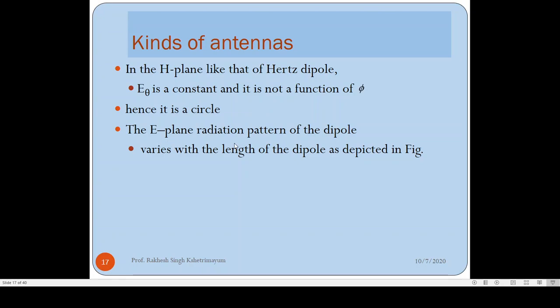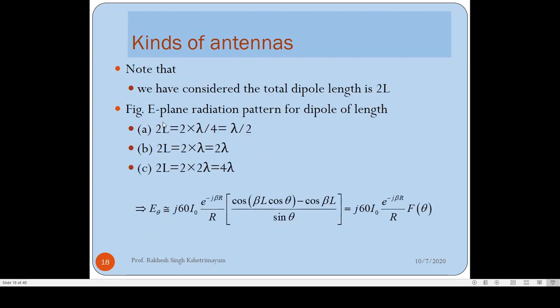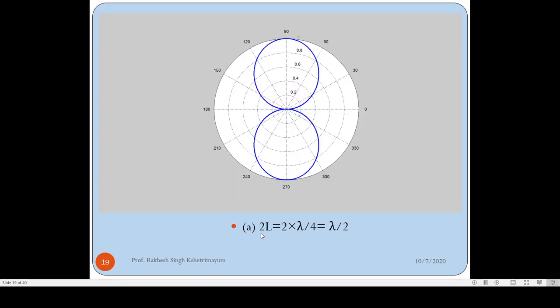How about the E plane radiation? What you can observe is that it is dependent on L, which is half the length of the dipole. So depending on capital L, you will have different radiation patterns. You can plot it. Let us consider when the total length of the dipole antenna, 2L, is lambda by 2, 2 lambda and 4 lambda. You can plug in the value of L in this expression and plot it in MATLAB. This is the radiation pattern we are getting. When the length of the dipole is lambda by 2, the radiation pattern looks like a figure 8. This is the E plane radiation pattern.